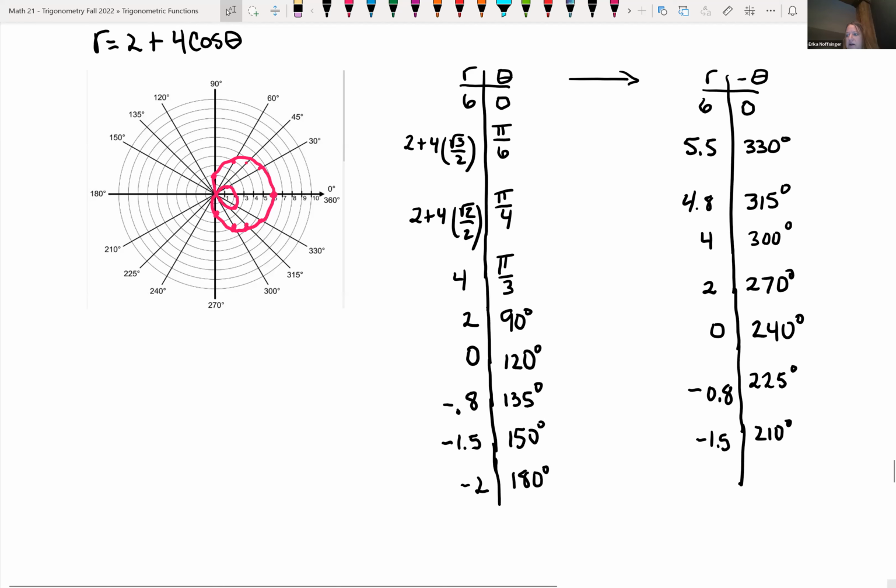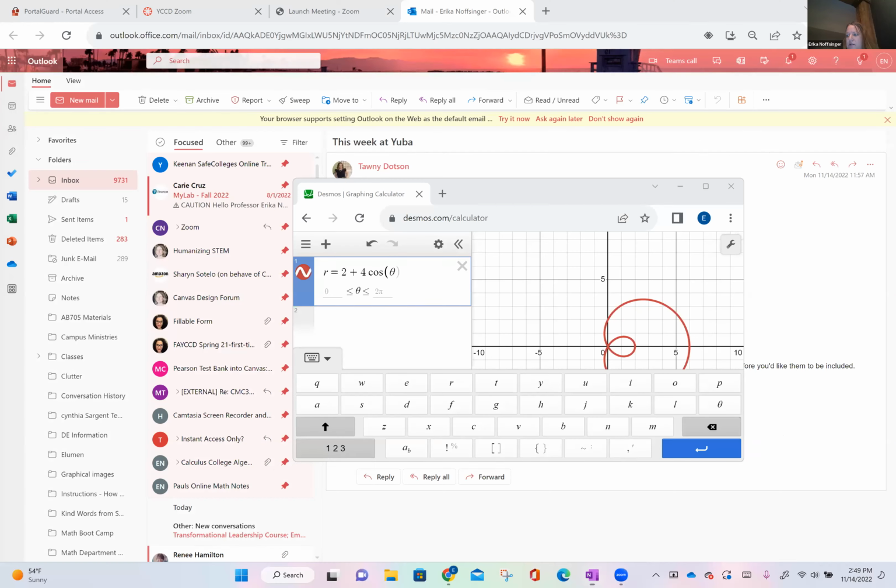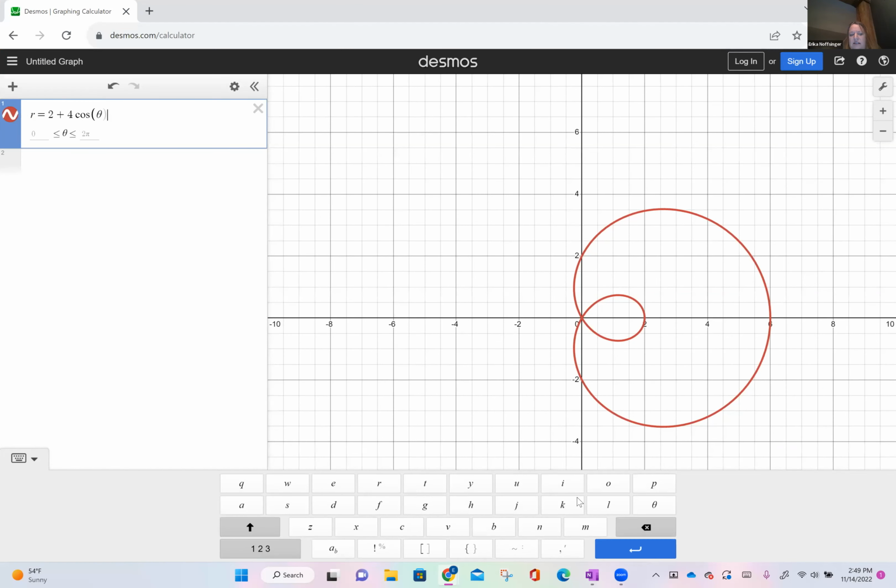Okay, so looking at what we got at Desmos, you can see the following picture, which is similar to what we got. And so that is a Limacon curve where we have this inner loop in here. So there's other shapes that we can get, and let me pull up what those can be.